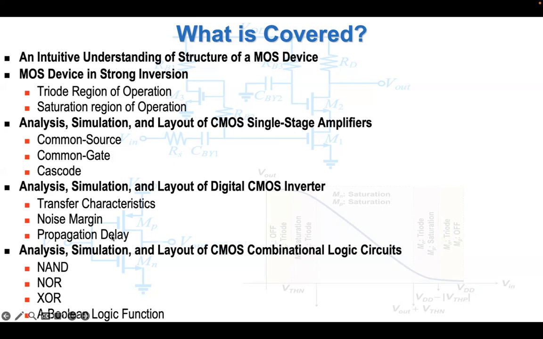I will also go over the analysis, simulation, and layout of basic combinational logic circuits that are widely used in digital integrated circuits. That includes the structure of a NAND gate, how it is laid out in a CMOS process, a NOR gate, and an XOR gate. And also, toward the end of the course, I will discuss the implementation of an arbitrary Boolean logic function in a CMOS process.